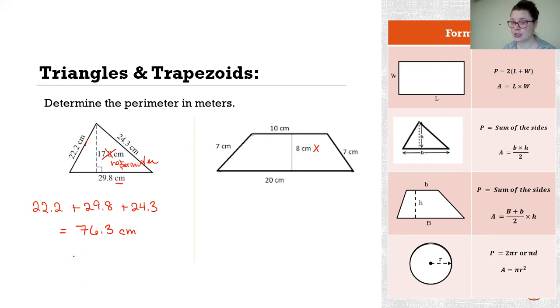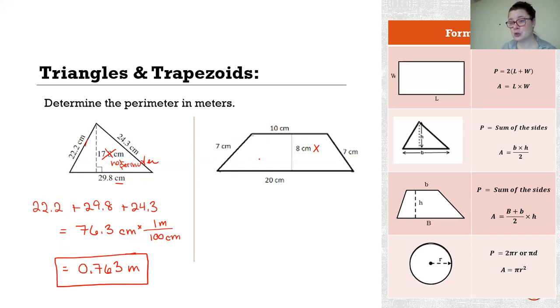How do I convert that to meters? Well, to go from centimeters to meters, we have 1 meter is 100 centimeters. So we're dividing by 100. That's 0.763 meters. So that's the perimeter.